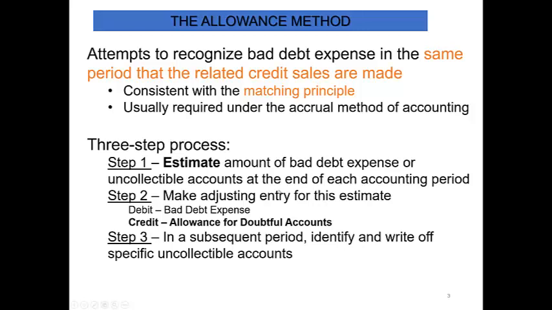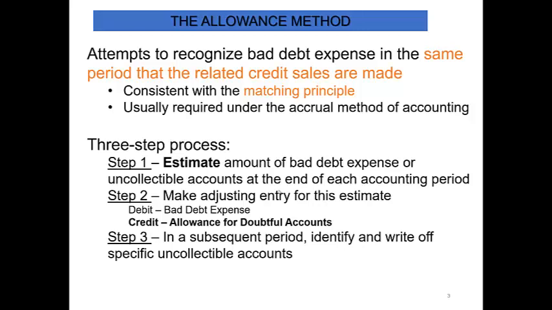So with the allowance method, we're attempting to recognize bad debt in the same period that the sale occurred. So for example, in 2021, we may have made a sale in December of 2021 and we recorded the revenue. Remember, when we record a sale on account, we debit accounts receivable, credit sales. So we have taken that sale into our revenue account for 2021.